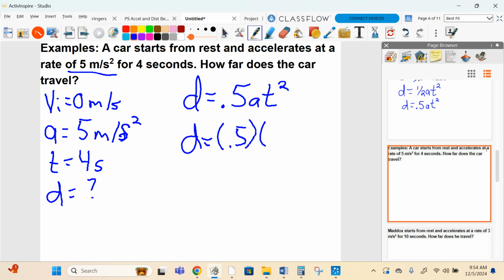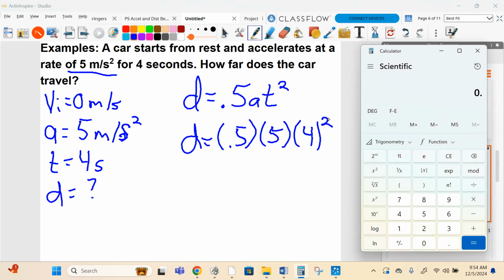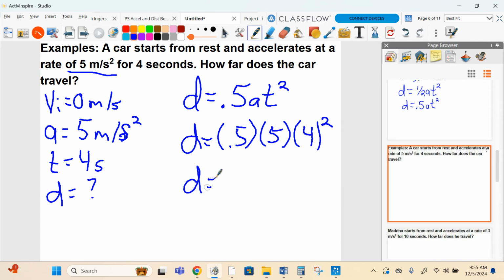0.5, acceleration 5, the time 4, and don't forget about your square. That's the most common mistake I see kids in class make every single year. I'm going to multiply those numbers together. I want to make sure that I don't forget about the square. And when I do, distance is equal to 40 meters.